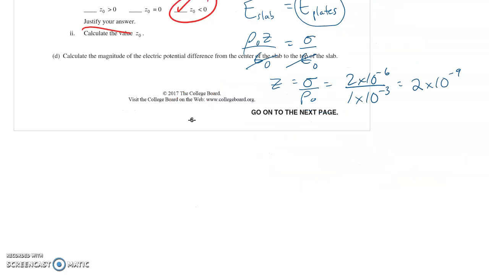Okay, I'm back. See, I got all cocky there and told you I could do it in my head, and I made a mistake with the exponents there. It should be, since I'm dividing, negative 6 minus negative 3, which is not negative 9, it's negative 3. So this should be 2 times 10 to the negative 3.